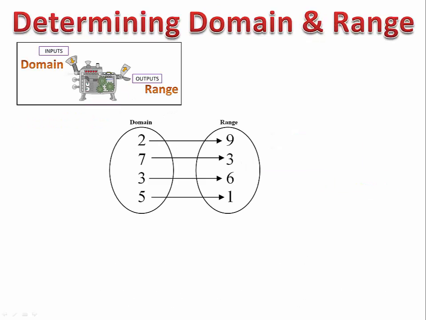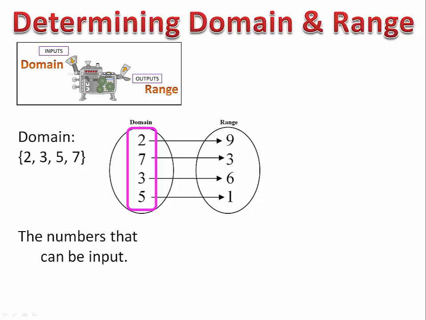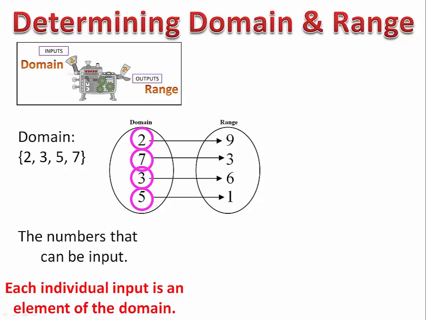When finding the domain and range, it's simple if you're using a discrete function such as this. The inputs are the domain, and we simply list them out. Here, the domain is 2, 3, 5, and 7. These are the numbers that you can input into the relation, and you'll get an output. It's important to know that each individual input is an element of the domain, and that the word domain refers to all of the inputs as a collection.